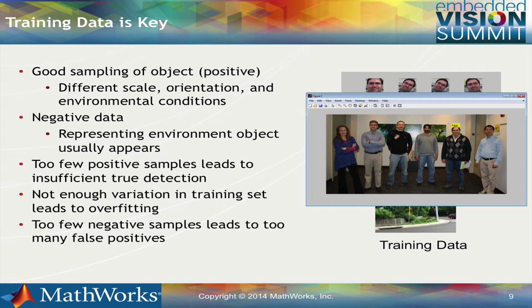And the third thing, and this is really key, is too few negative samples would lead to a detector that has a lot of false positives, where you would think part of the environment is the object that you're trying to detect. And it's also key to remember that these negative samples really need to represent the environment the object appears in. So for a pedestrian detector, you wouldn't be very well served if you had a lot of data of negative scenes which are indoors, because pedestrians by definition normally appear outdoors.